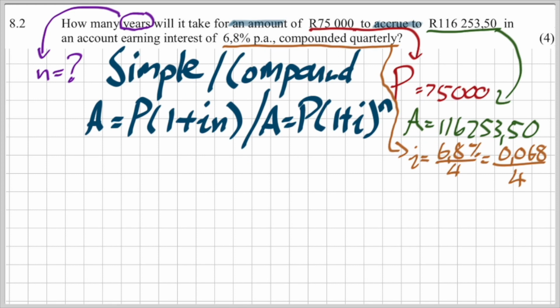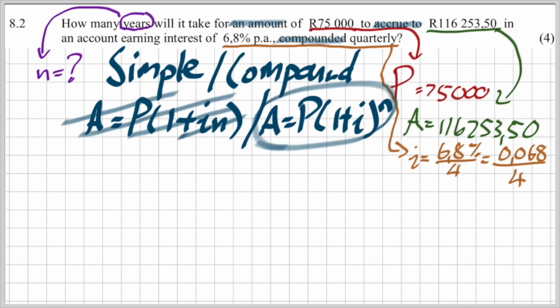But that interest rate, ladies and gents, also means that is the percentage growth every quarter, because they say quarterly. So that is by how much the 75,000 Rand will grow every quarter. But embedded in the compounded quarterly, there's also the word compound, which means I'm going to use the compound financial maths formula. So writing that out, I've got to remember that N, whatever answer we get, is in quarters.